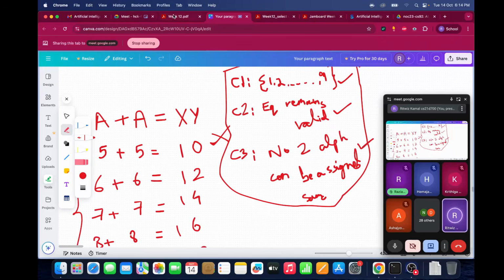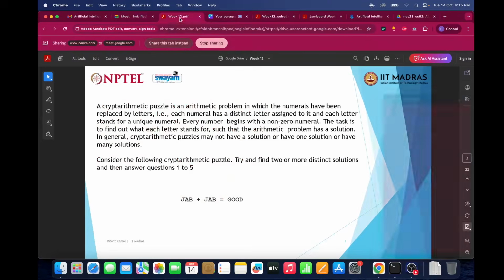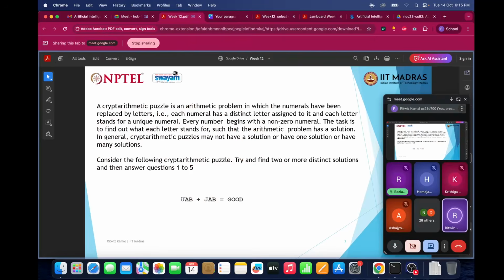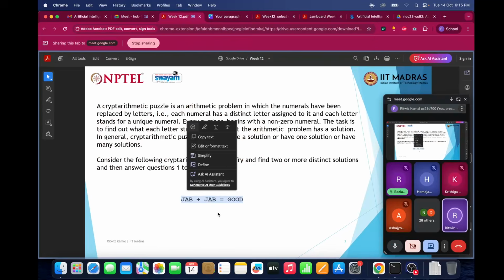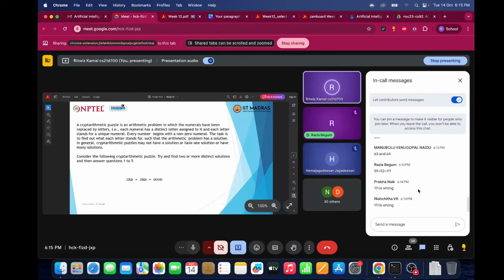With these 3 in mind, and I hope most of you get the hang of what we are trying to do, let's go back to the question we had. So here we had JAB plus JAB equals GOOD. Okay, so we have the sum of two 3-digit numbers that leads to a 4-digit number. So I'll let you think about it, and you can feel free to come up with your solutions, share your solutions, and I'll wait for a couple of minutes before we discuss the final answer.